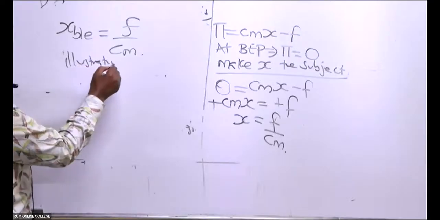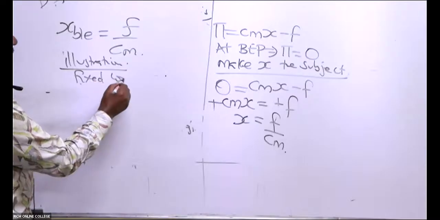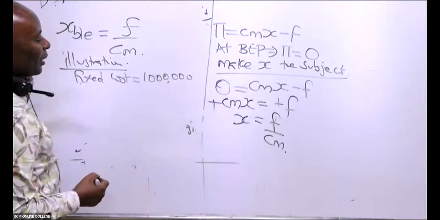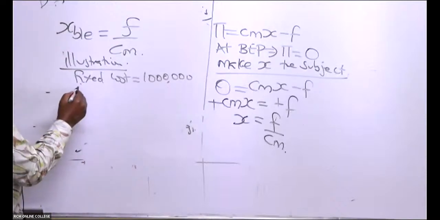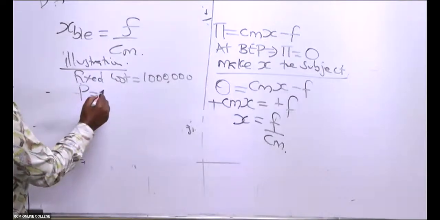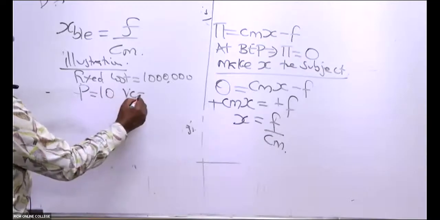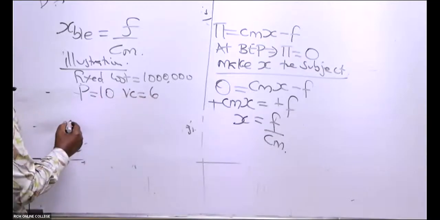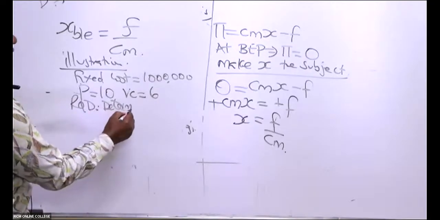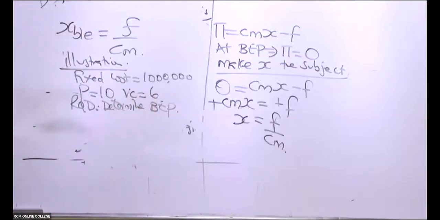So you will be given an illustration. In this illustration, you'll be told the fixed cost of the firm is $1 million. And then we have price, which is 10. Variable cost is 6. You are required to determine the break-even point.